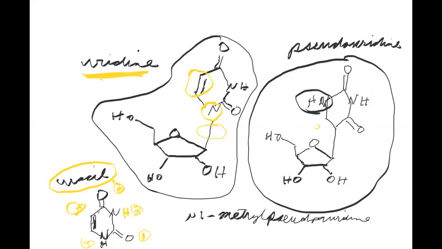Okay. On pseudouridine, which is endogenous, we'll have a nitrogen group and a hydrogen attached to the nitrogen. But what has been found is that you can take that hydrogen out, right? And you can actually attach a methyl group to it. And what will happen is now you have a methyl pseudouridine. Okay.